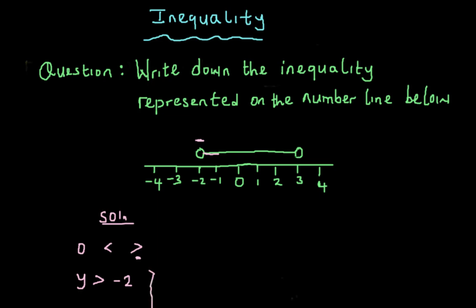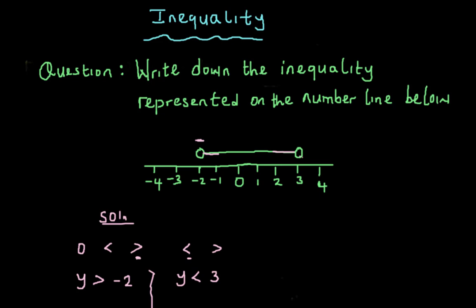Now the second part, let's go to the second knot. It's also an open knot, so it means that it's either less than or greater than. Now in this case, the arrow is moving towards the left, so it means that it is less than. So we are going to have the same letter, y less than. The knot is on top of 3, so we have y less than 3.